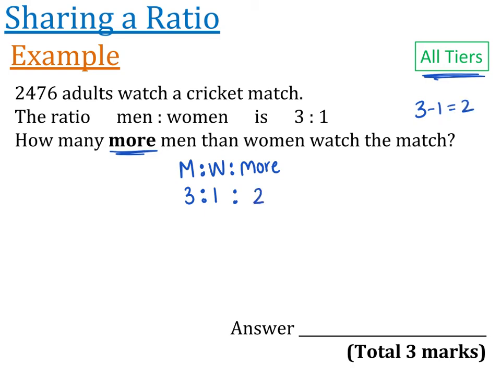So it's 2 more. They told us that it's actually, ooh, sneaky. Sorry, I didn't read the question completely. They said 2,476 adults watch a cricket match. That is in total. So I actually need another column in there with the word total. I need to also use this total part as well. I'm going to be sneaky and do both parts of this question at the same time.